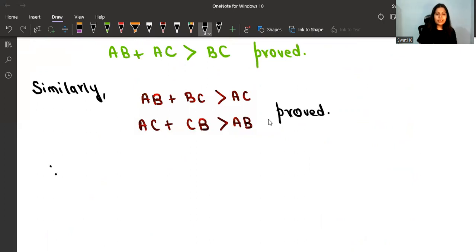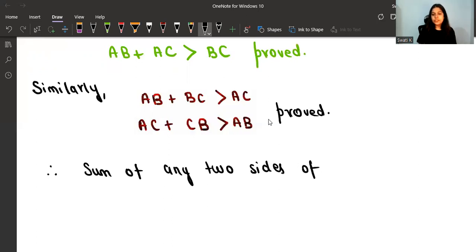And therefore, we can write down: the sum of any two sides of a triangle is always greater than the third side.